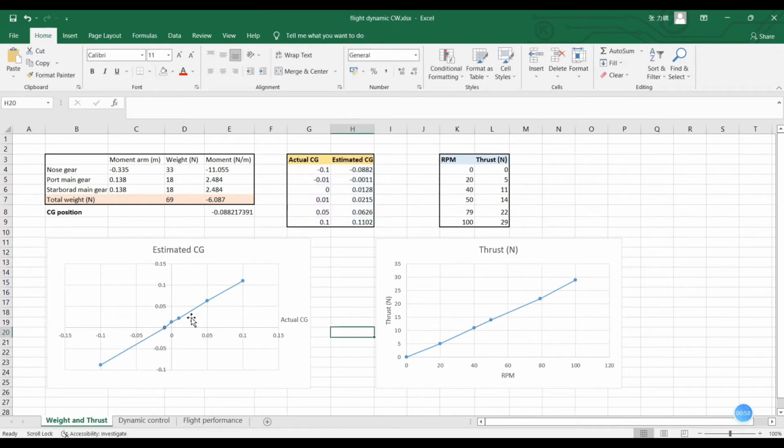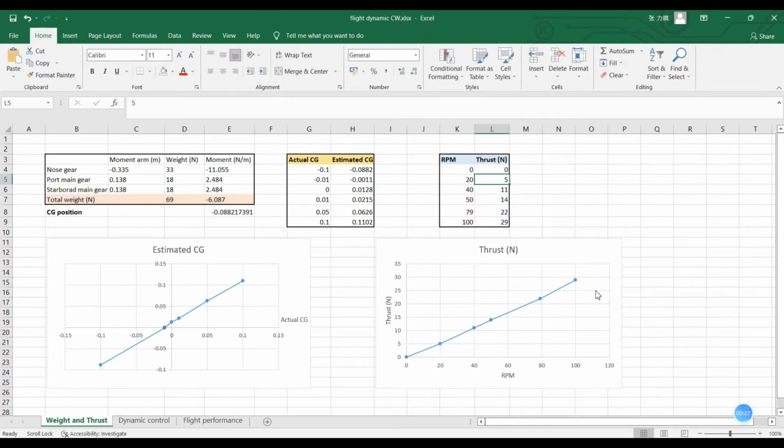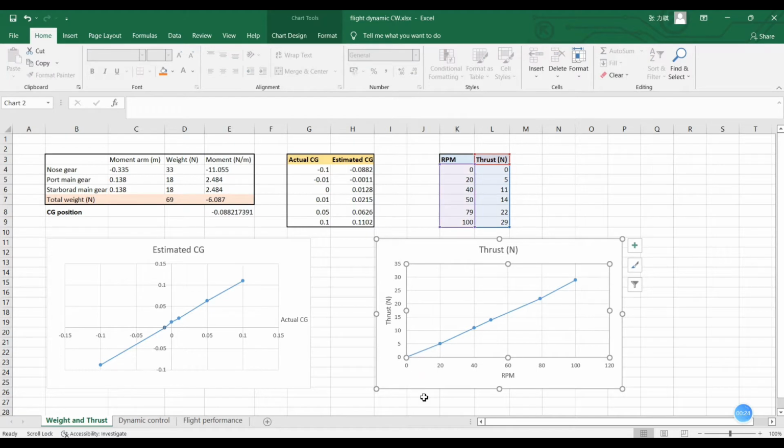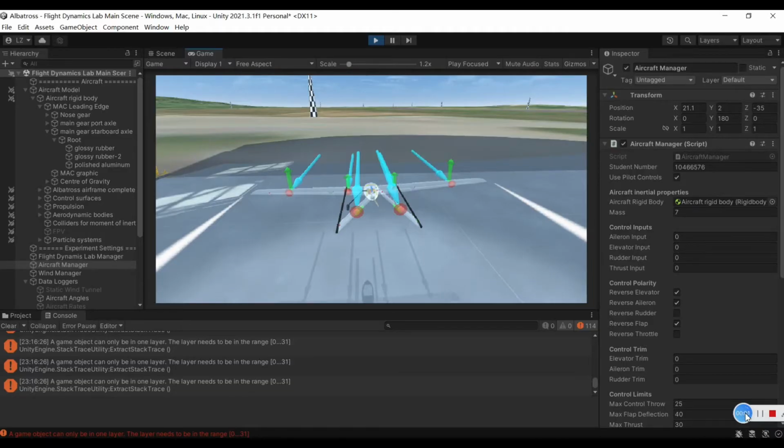It could be approximated. As can be seen here, it's the graph of thrust versus RPM. Although it's not very uniform, in general the thrust is proportional to RPM. The third part will be the static control response.